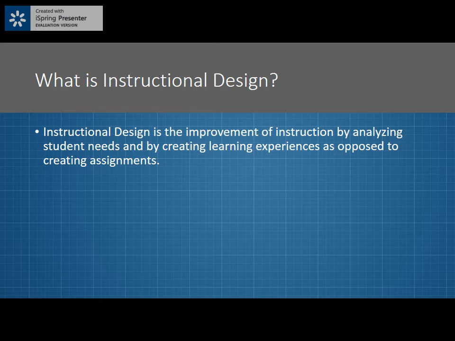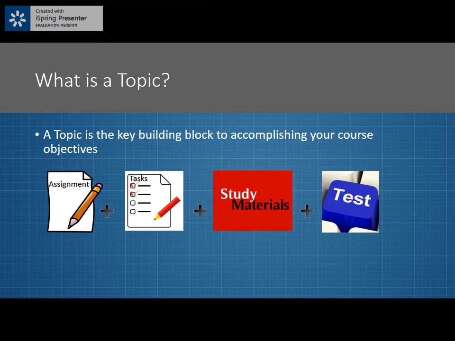So, I've narrowed today's tutorial to include only what we need in order to design a single topic of study, in order to accomplish our objectives and better engage our students. So, what is a topic? A topic is the key building block to accomplishing your course objectives.